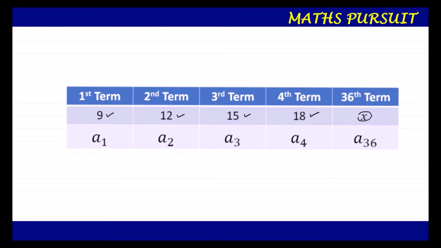So for that reason we have assumed the 36th term to be x, and accordingly I have named A1 the first term, A2 the second term, A3 the third term, A4 the fourth term, and A36 the 36th term. So let us move ahead and solve this type of question.